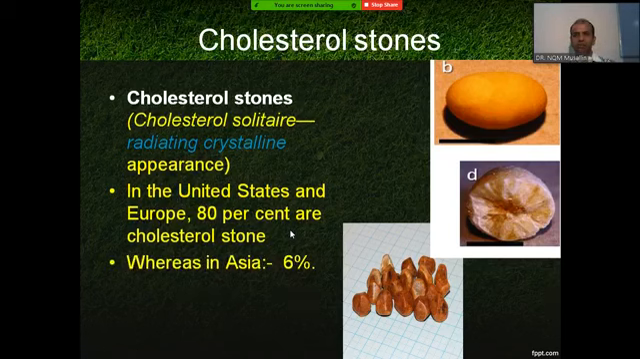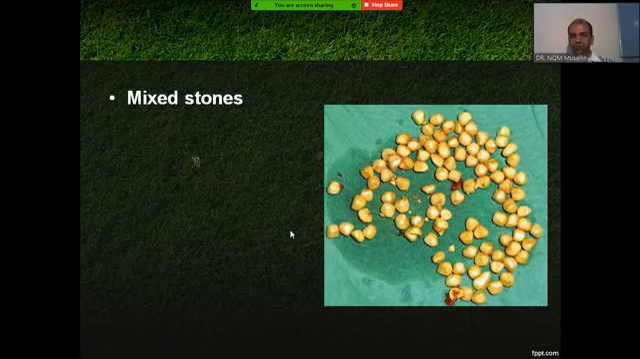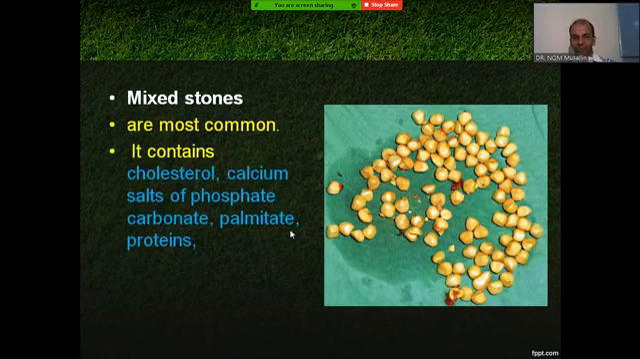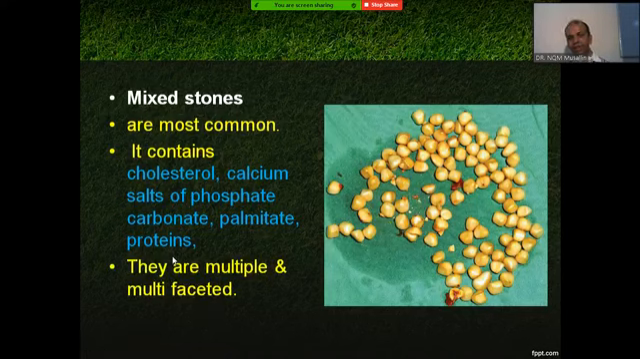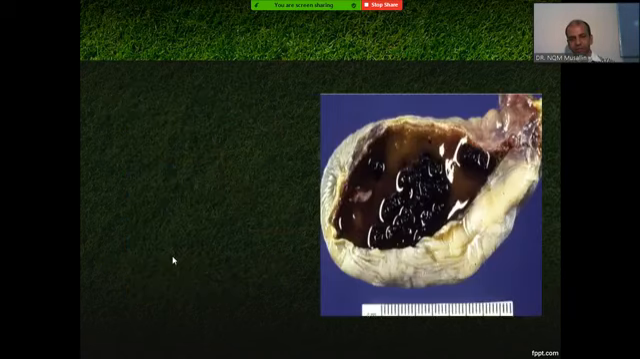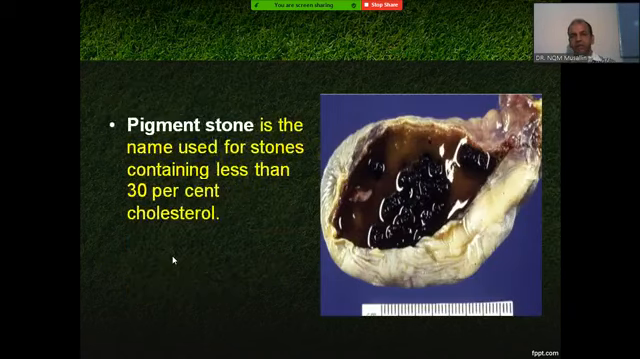Now, what about the mixed stone? The mixed stones are more common in our countries and in the Indian subcontinent. They contain cholesterol, calcium salt, phosphate, carbonate, palmitate, and protein. And they are multiple and multifaceted. And now the pigment stone. Pigment stone is the name used for stone containing less than 30% cholesterol, but it contains different types of pigment.